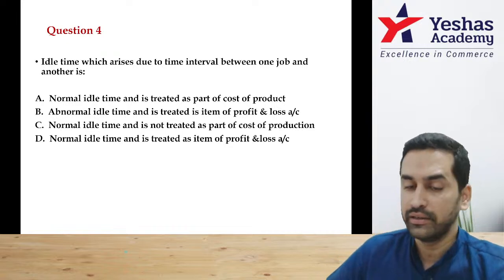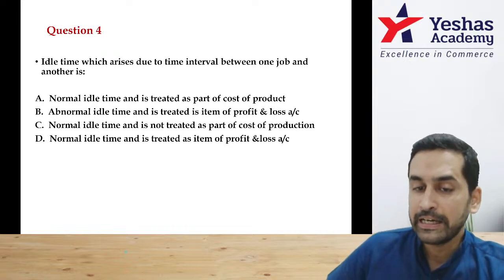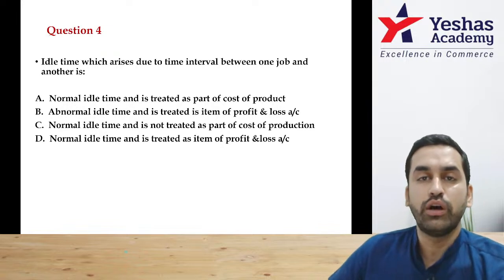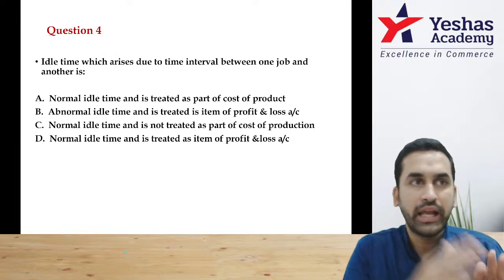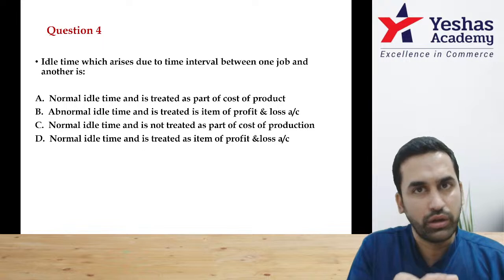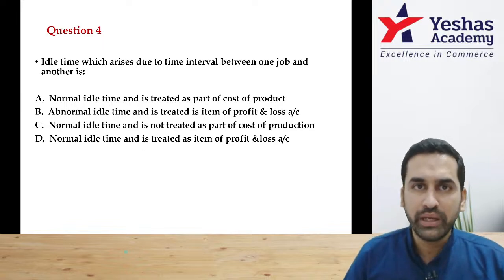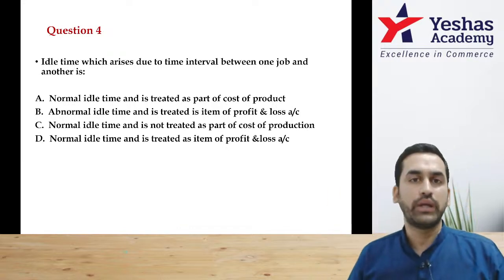First of all, think, is it normal or is it abnormal? It says time interval between one job and another job. That means I finished one job at 11 o'clock. Next job was given to me at 11:05. Now for 5 minutes also salary is paid to me. Correct? Now, is that 5 minutes an abnormal wastage of time?